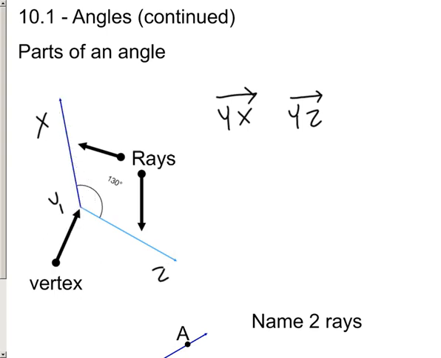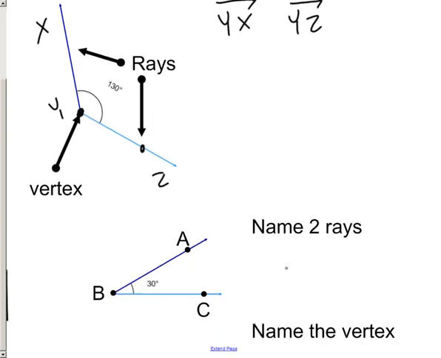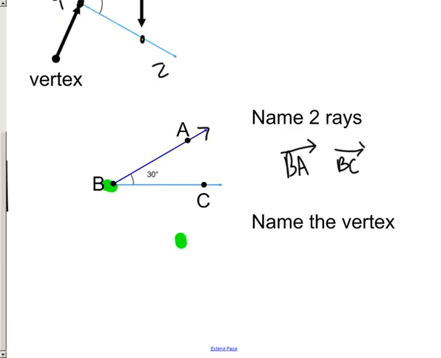The last part is that the middle point of the angle where the 2 rays meet and come together, we call that point the vertex. So the vertex is point Y in this case. So if we come down here and I said name 2 rays or 2 sides of this angle, you would say it's ray BA because it starts at B and goes towards A. And it keeps going in that direction. And then I would say ray BC because it starts at B and goes towards C. And then the vertex is just B.